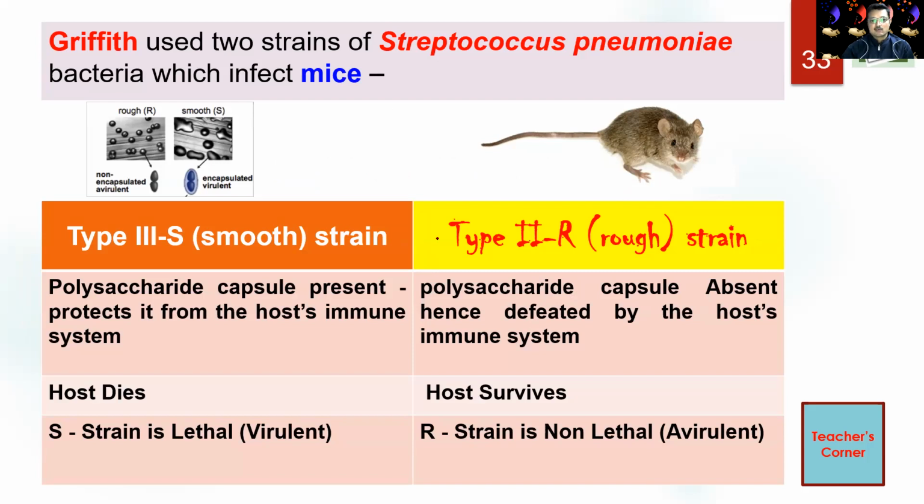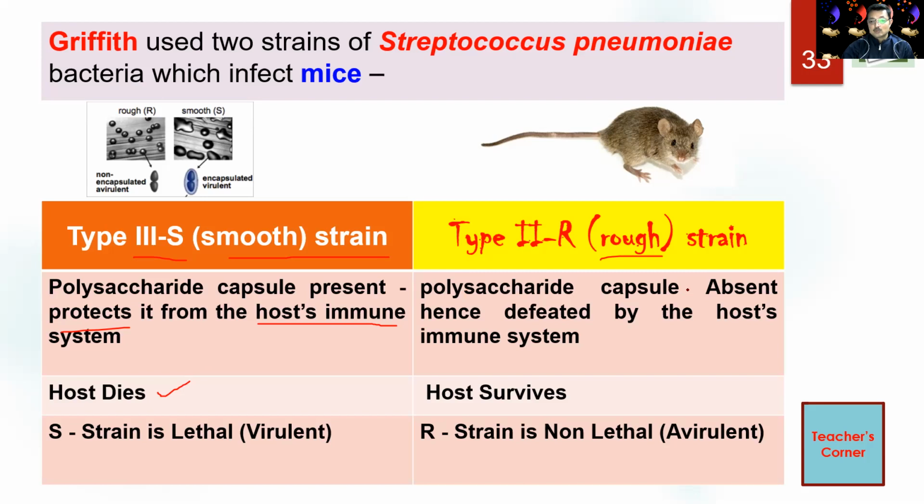The two strains, as I have already mentioned, were type 3S smooth strain or S strain and type 2R rough strain. Two strains, rough and smooth. So polysaccharide capsule is present in this case. So how does it help? Actually, because of its polysaccharide capsule, the host immune system is not able to destroy this strain. As a result, it causes pneumonia and the host dies. So S strain is lethal or virulent.